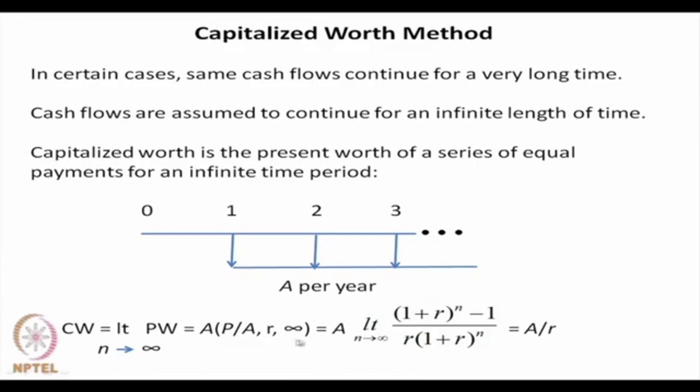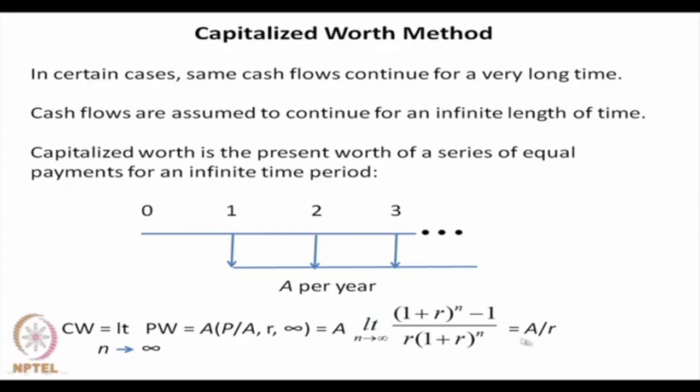And if it was n, then the formula is (1 plus r) to the power n minus 1, divided by r into (1 plus r) to the power n. Now, if n tends to infinity, it can be shown that this is equal to A divided by r. This quantity is 1 upon r. 1 upon r can be taken out, and this is 1 minus 1 divided by this; with n tending to infinity, this quantity becomes 0. So, this becomes 1 by r. Therefore, this is A into 1 by r, equal to A by r.